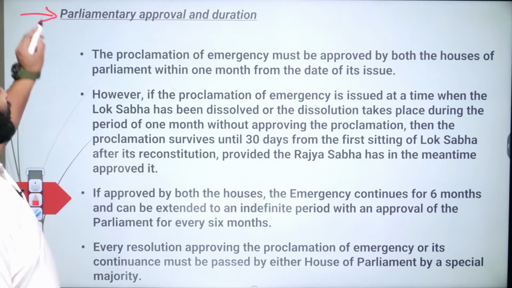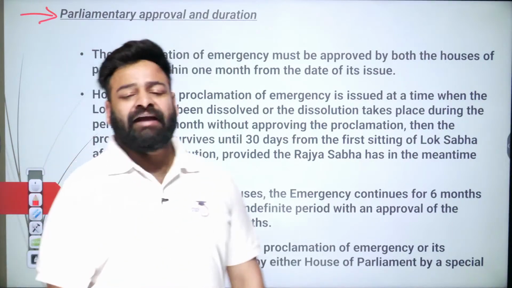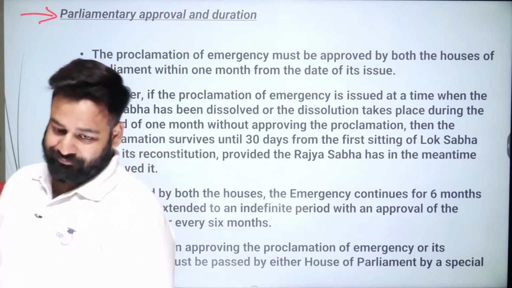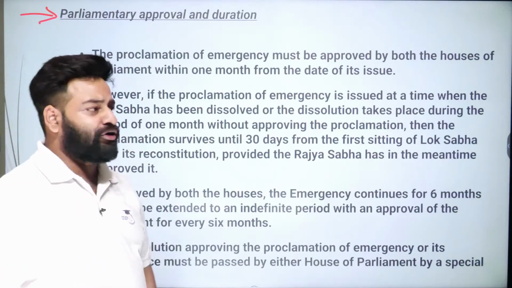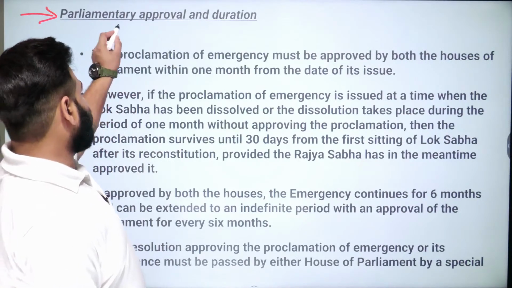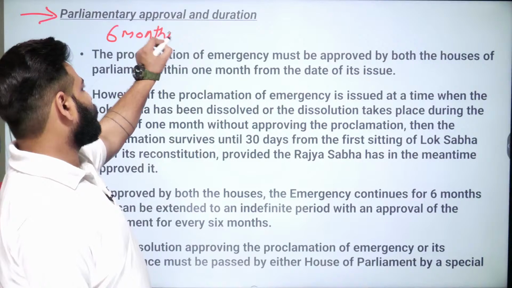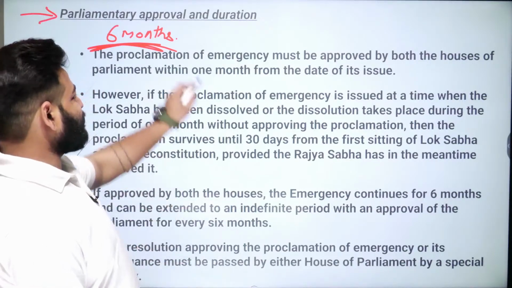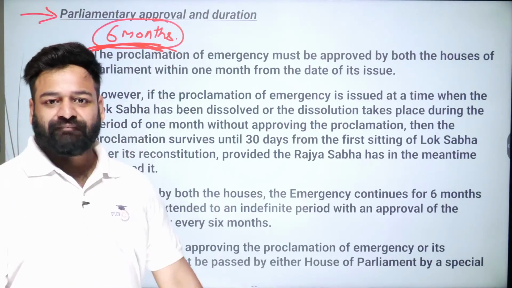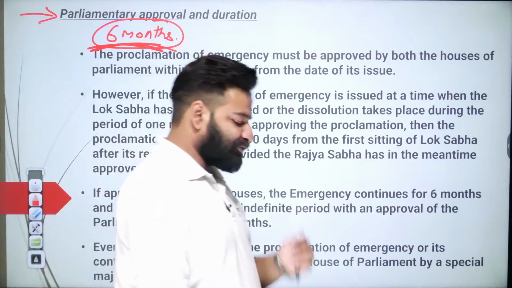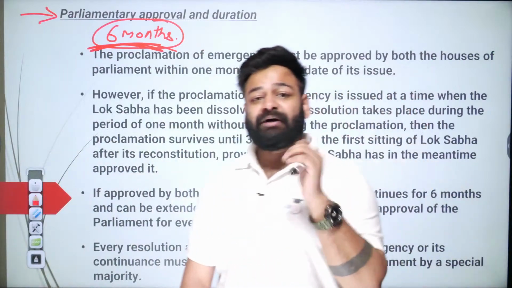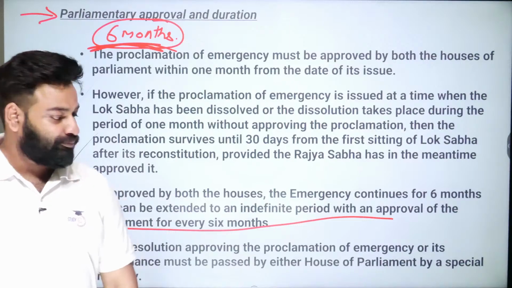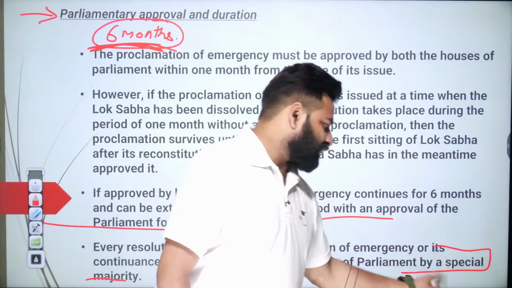Now, what is the particular time limit, what we can say, validity? So every proclamation of emergency will be valid for 6 months. Valid for how many months? 6 months, that is 180 days. And in case after 6 months the condition still exists that emergency needs to continue, then once again parliamentary approval will take place. That is, both the houses of the parliament need to pass it again. By which majority? By special majority, always.